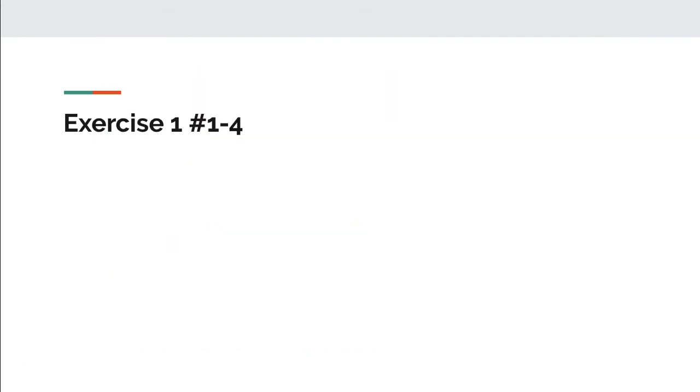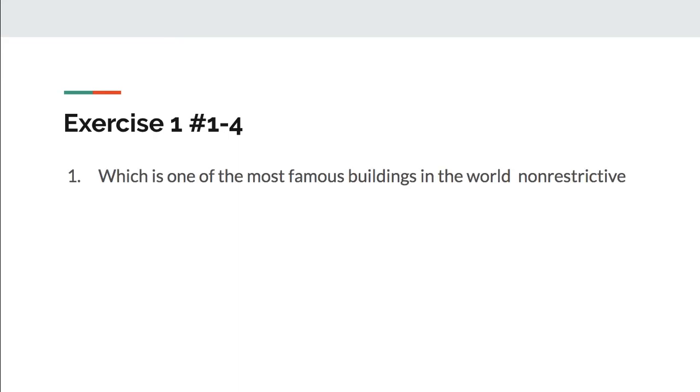So exercise 1, I'm going to do 1 through 4 on page 146. It says identify the adjective clause in each sentence. Tell whether the adjective clause is restrictive or non-restrictive. So number 1, the Colosseum, which is one of the most famous buildings in the world, stands in central Rome. So that has a non-restrictive clause, which is one of the most famous buildings in the world. And I know that because it's set off with commas and it starts with the word which.